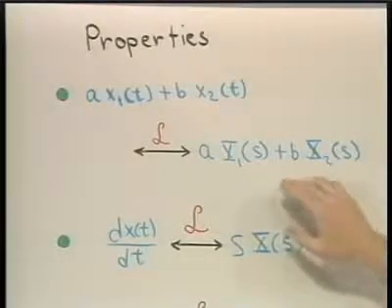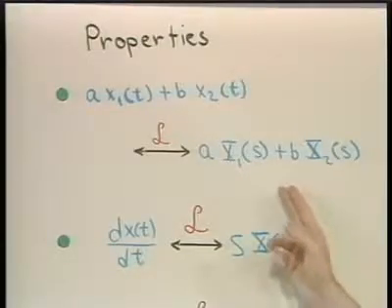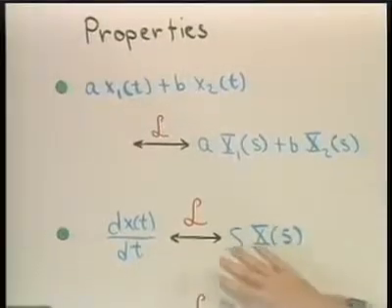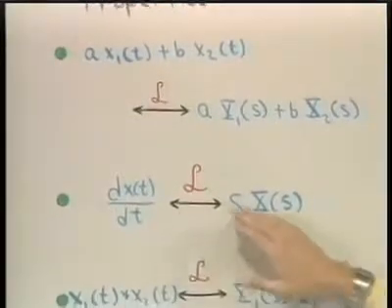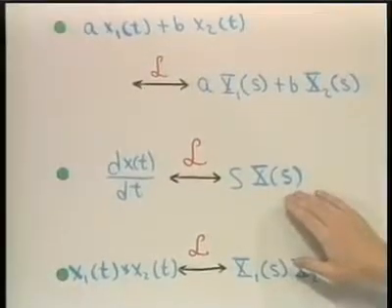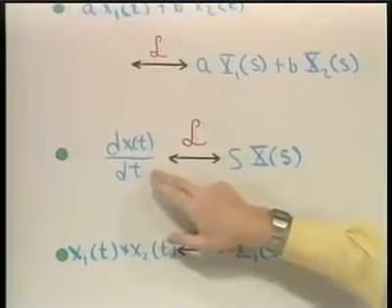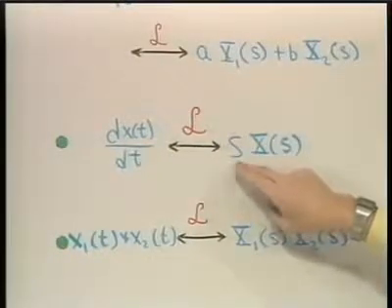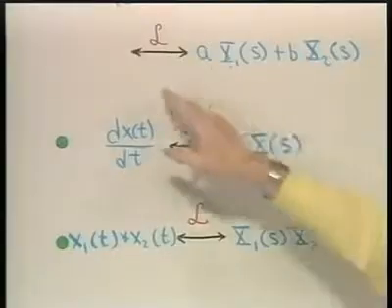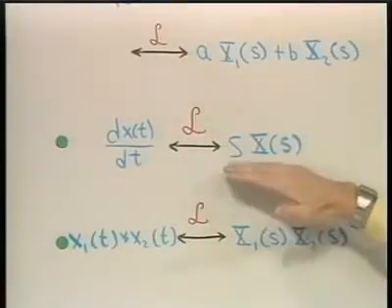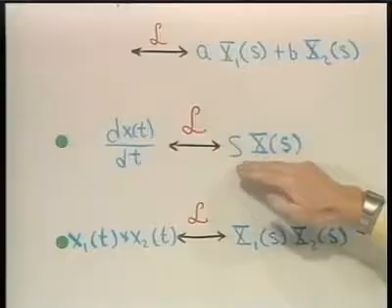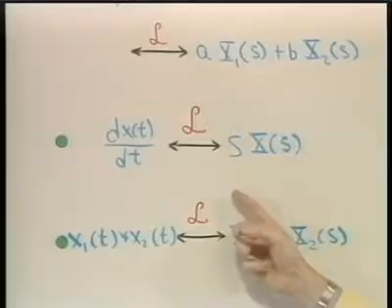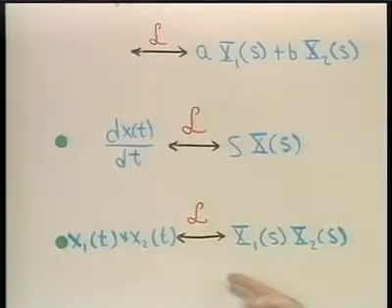Also, there is a very important and useful property which tells us how the derivative of a time function, or rather the Laplace transform of the derivative, is related to the Laplace transform. In particular, the Laplace transform of the derivative is the Laplace transform of x of t multiplied by s. And as you can see by just setting s equal to j omega, in fact, this reduces to the corresponding Fourier transform property.